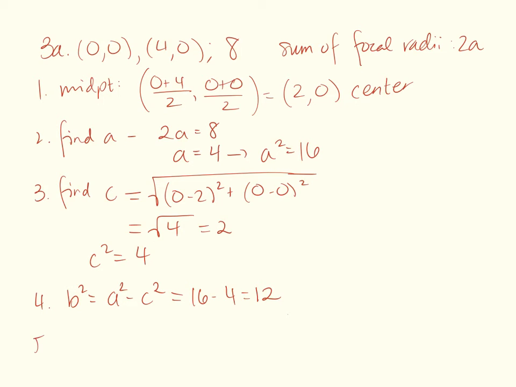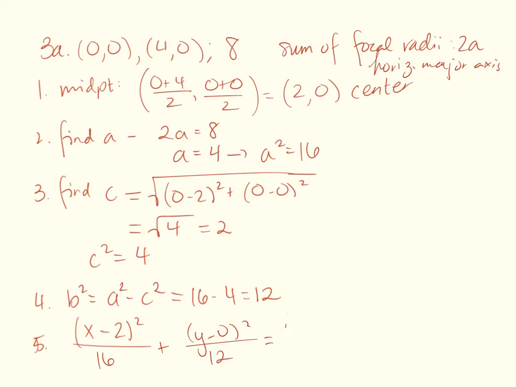And so then we plug it into our standard equation. So we've got x minus 2 quantity squared. If you notice, it's varying along the x coordinates, so this is a horizontal major axis. So (x minus 2) squared over a squared, so that's 16, plus (y minus 0) squared over 12 equals 1. And that's it. Okay? Let's look at one more.